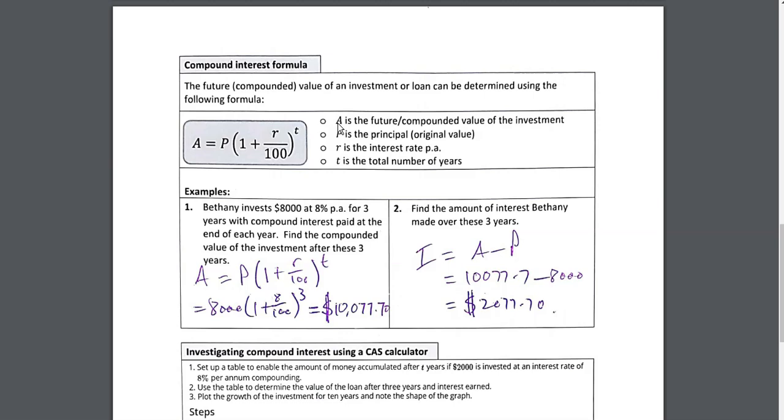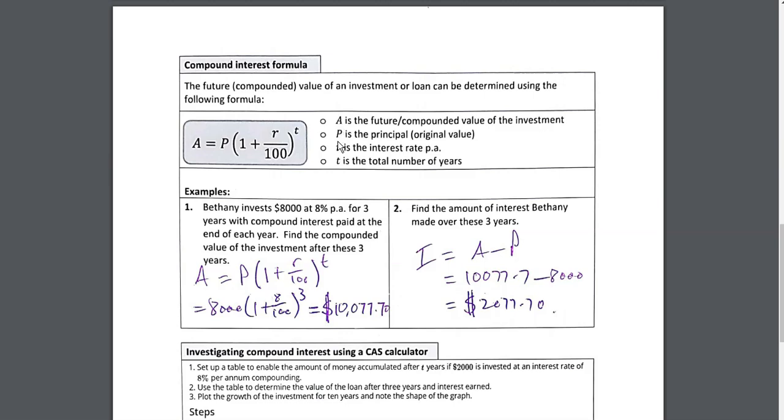Now, what do these variables represent? A is the future or compounded value of the investment. It's not I, it's not the amount of interest. You can use A to calculate the amount of interest by subtracting the principal from it, but that would be a further step, a step that a lot of people often forget. So A is the future value of the investment. They will sometimes call it the compounded value.